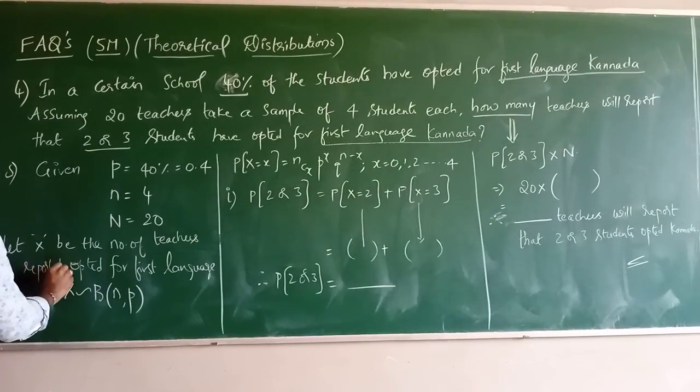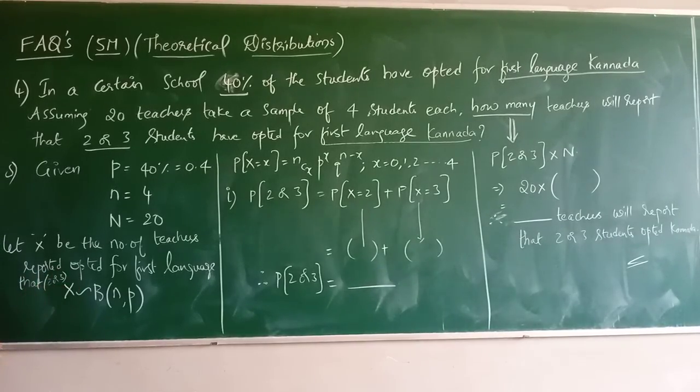Reported that 2 or 3 students opted for first language. So this is the question. So x, there will be a slight change there. Earlier I had taken number of students only. So let me check once again. So correct. So let x be the number of teachers. Here the question is asked about how many teachers reported 2 or 3 students have opted for first language.